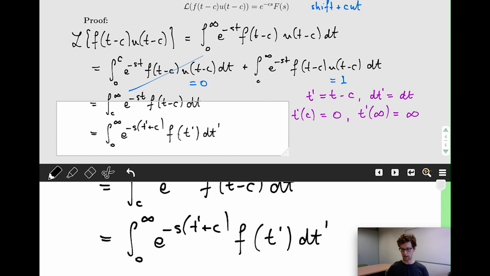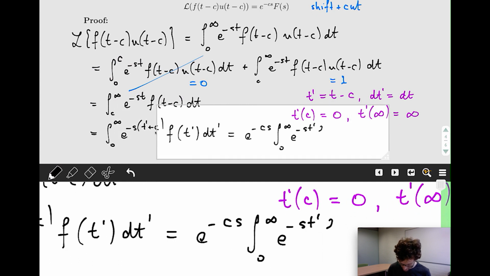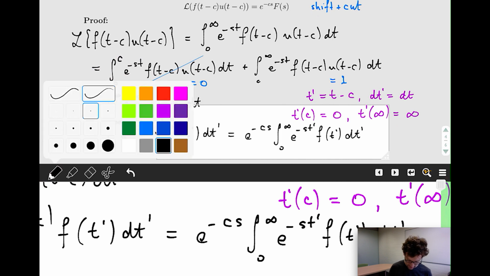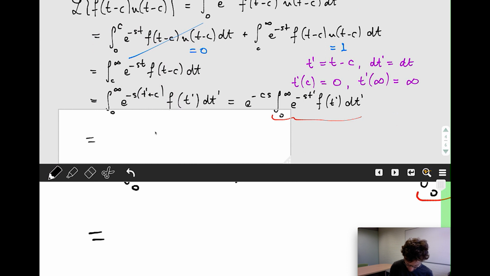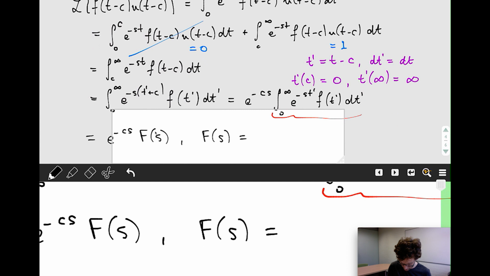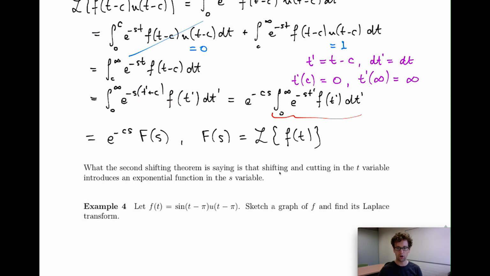So this now looks almost like a Laplace transform, except for this minus s and a c here. If I could just get rid of those, I'd have a Laplace transform. However, notice that this doesn't involve t. I've got minus s times c. That's a constant for this integral, so I can actually take it out the front. So I've got e to the minus cs times the integral from 0 to infinity of e to the minus s t prime f of t prime dt prime. And this is precisely the Laplace transform of f. So this will be equal to e to the minus cs times big F of s, where big F of s is the Laplace transform of f with no shift and no cut. So it's the unshifted, uncut function.